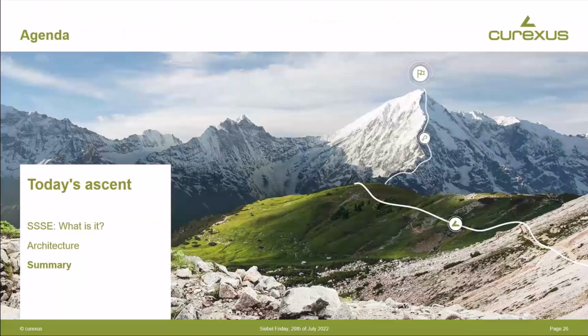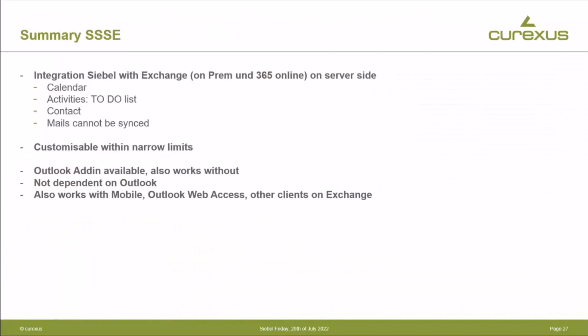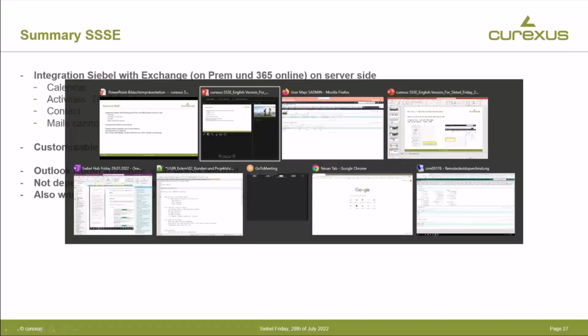So coming to the summary, what is SSSE? Integration of Siebel with Exchange, on-prem and 365 online, on server side. You can synchronize calendar activities, so the to-do list, contacts. Mail cannot be synced. You can customize it within narrow limits.